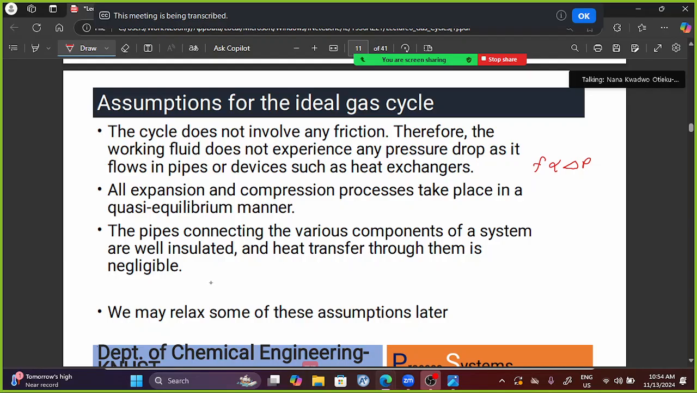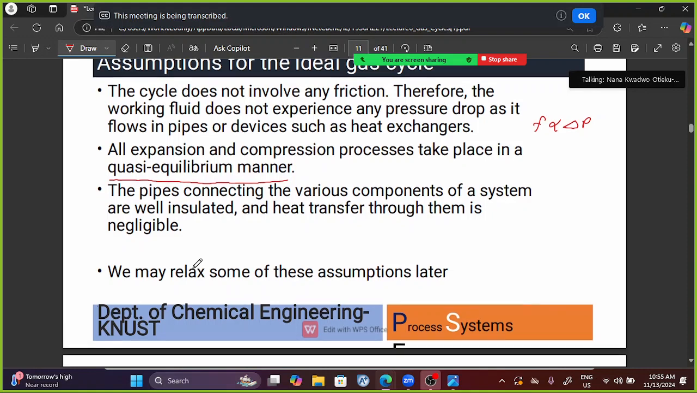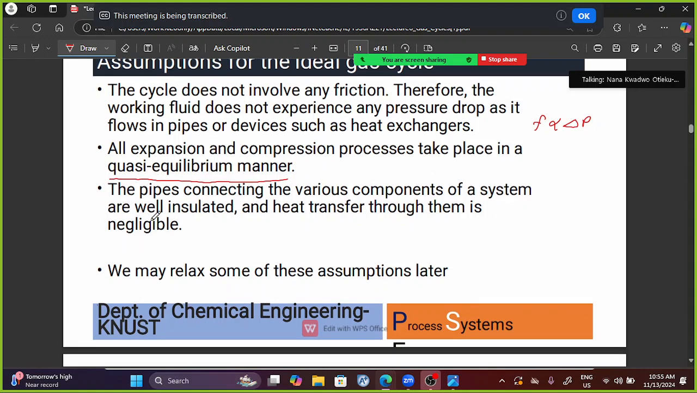We also assume that the expansion and compression processes take place in a quasi-equilibrium manner. This means that they're happening very slowly, so they can approximate an ideal case. If they're happening very fast, we can't use ideal approximations for their analysis. So we assume that they're happening in a very slow manner so that we can work with ideal approximations. Another assumption is that the pipes that connect the various components are well insulated, so there's no significant heat transfer through them.